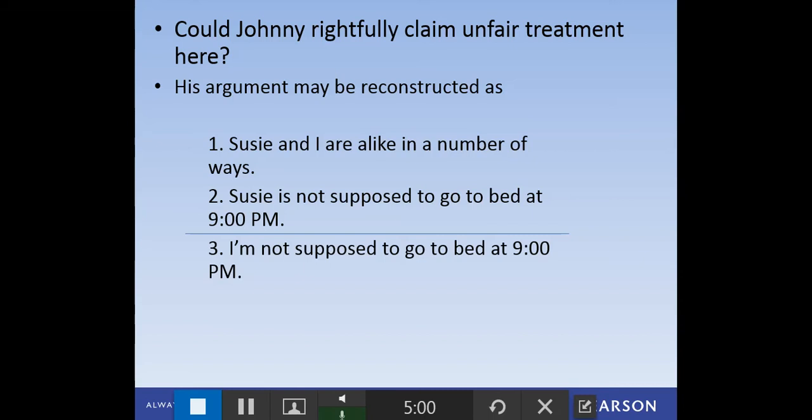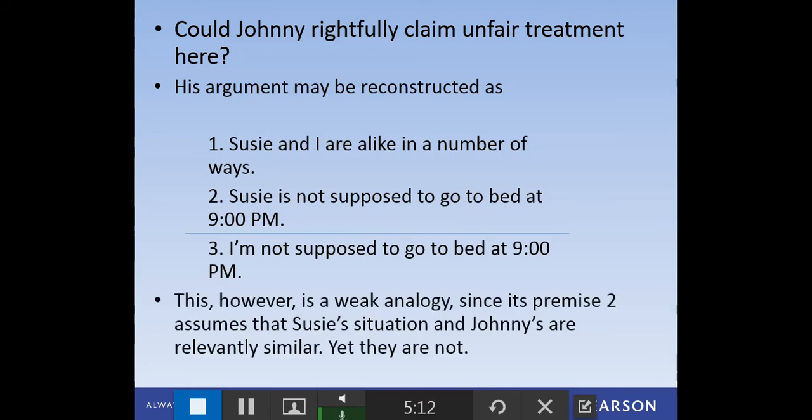Susie and I are alike in a number of ways. We are siblings in this household. We do chores. We do all this stuff. Susie is not supposed to go to bed at 9. Therefore, I'm not supposed to go to bed at 9. So trying to make this argument, but it is a weak analogy in the fact that they are similar in some ways, but she's also significantly older and probably has a later bedtime.